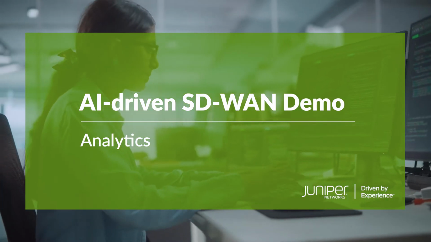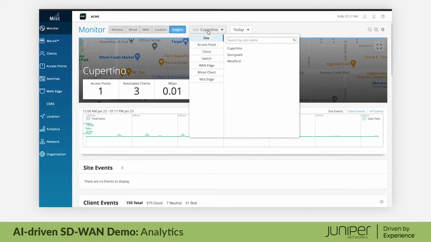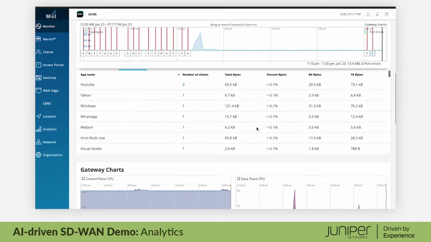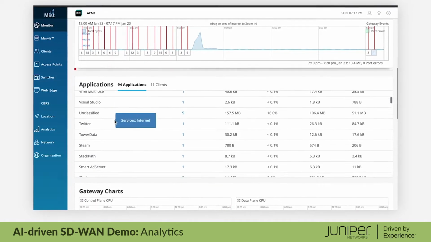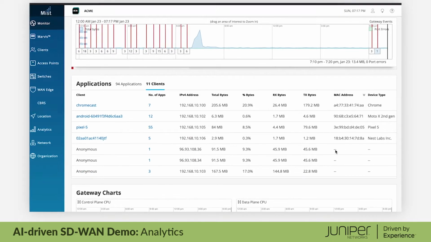This demonstration will show how a user consumes analytics via the Mist Cloud. Our Insights page gives us a view into WAN performance for our site. We have a historical view of WAN-related events and applications being used at the site, and clients that are using the WAN are available for review.